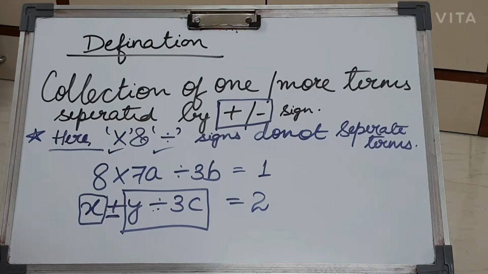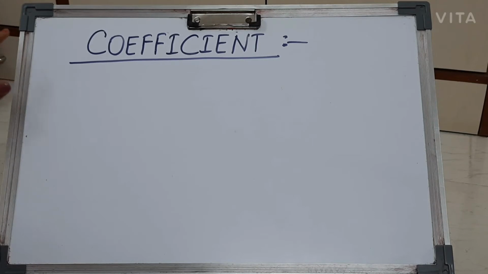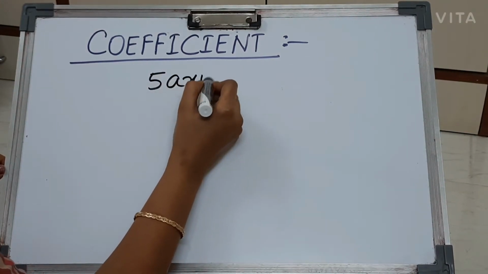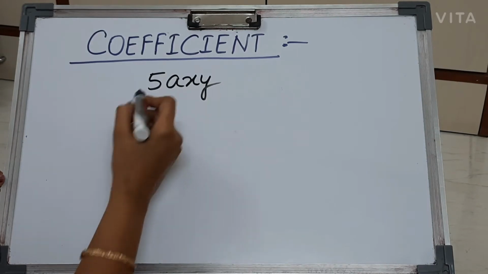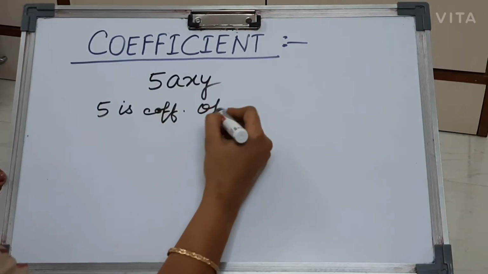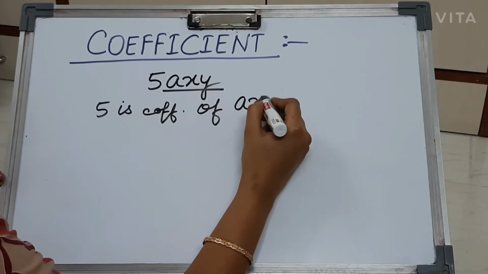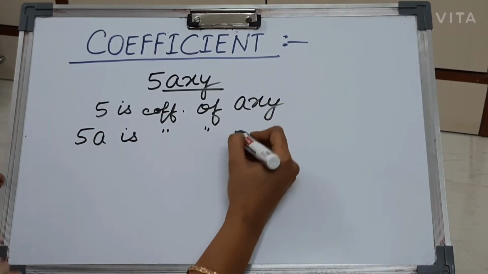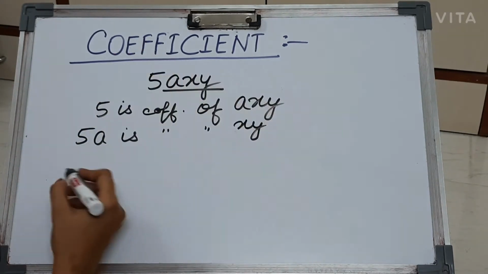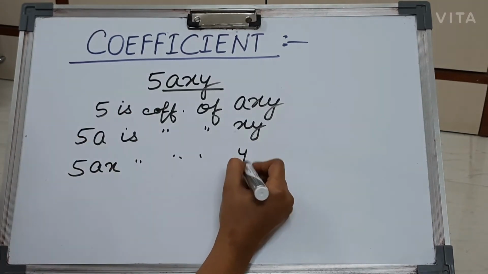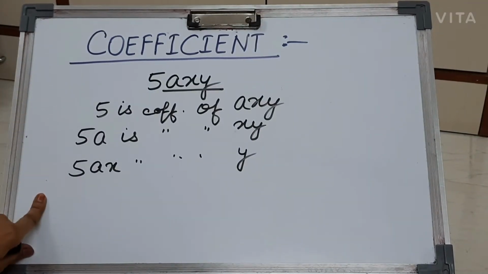Now coming towards the next type. Before that, I will explain the meaning of coefficient. What is a coefficient? Suppose I take an example, pi a x y. How will we denote this? Pi is the coefficient of the remaining terms, a x y. If I write here pi a, it is the coefficient of the remaining one, x y. Suppose pi a x is the coefficient of what is remaining here, y. So this is what the meaning of coefficient is.